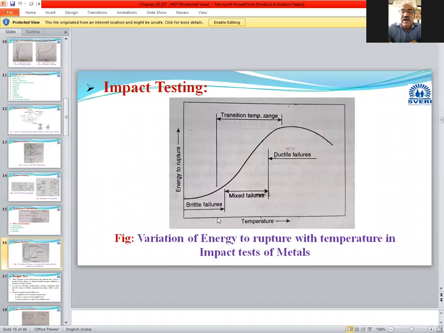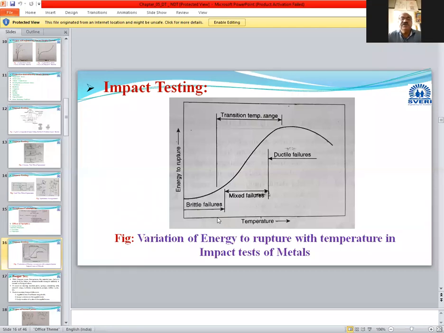So this is the graph related to variation of energy to rupture with the temperature in impact testing of metals. How will this graph be? Initially it increases slightly, then keeps increasing as the temperature rises, goes to the peak point, and after this it reduces. Okay, so this is about impact testing.